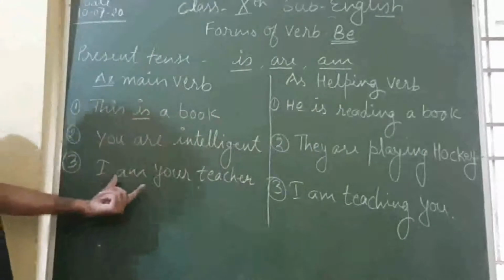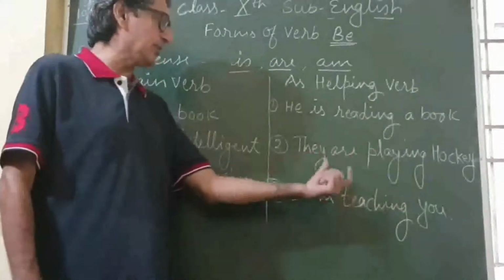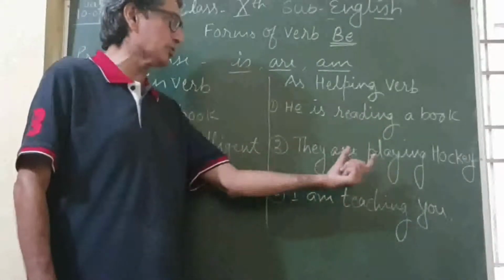This is simple present and this is present continuous. So is, are, am are the helping verbs of present continuous tense?